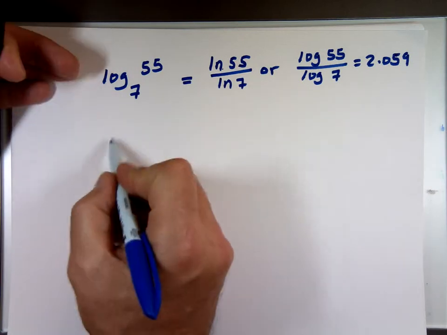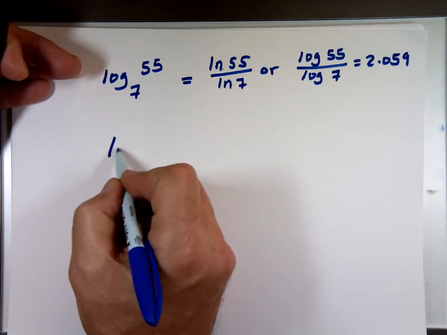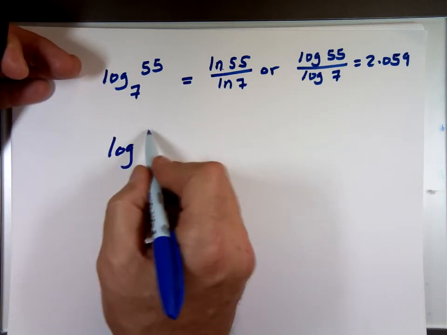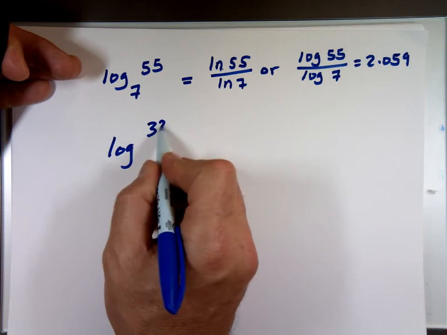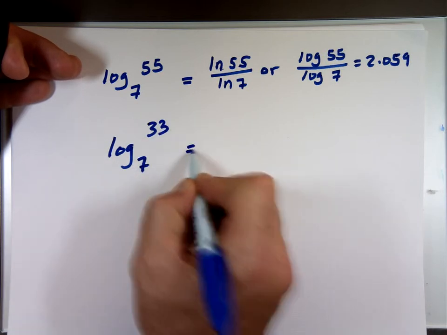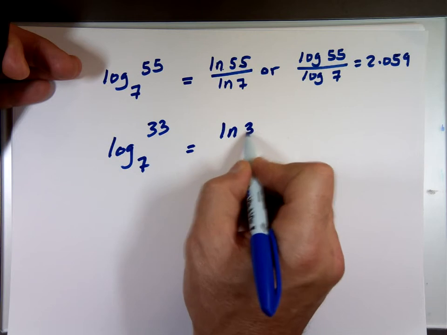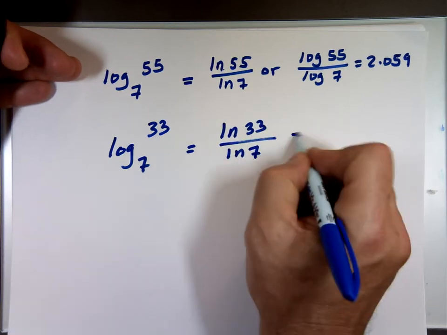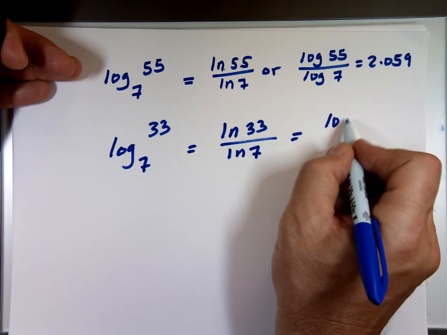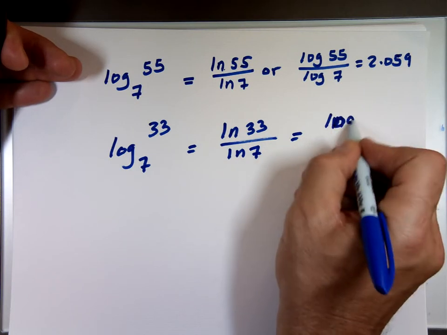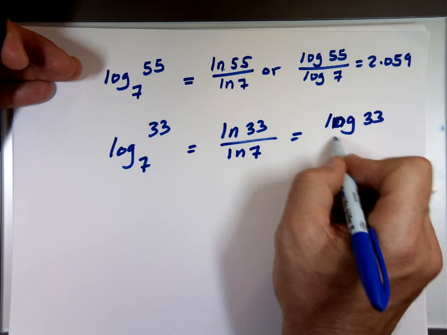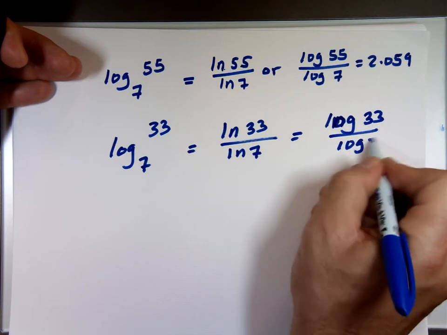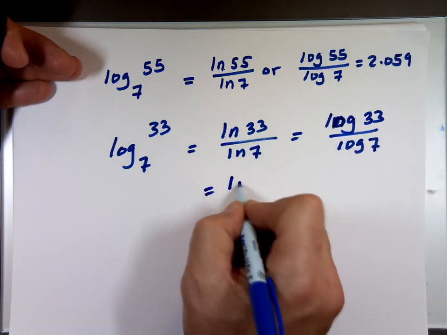So what's the log of 33 base 7? Here you go, that's the natural log of 33 over the natural log of 7. I guess I'm a fan of 7 today. Or the log, not the natural log, of 33 over the log of 7. 1.8 and some change.